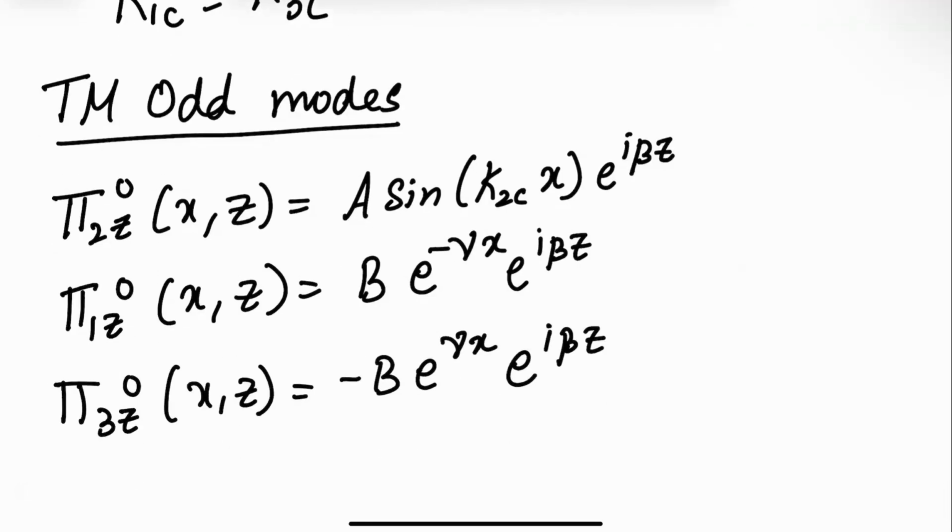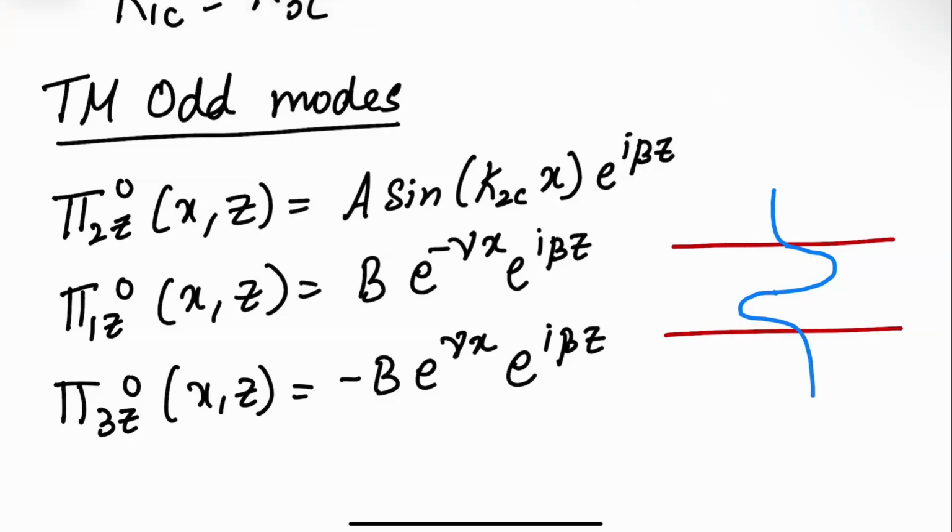So what does this mode actually look like? If this is my medium, then this mode looks something like this. It's sinusoidal in region 2, and then exponentially decaying in region 1, and similarly sinusoidal in region 2, and then exponentially decaying in region 3. Because it's an odd function, in this part it's plus, in this part it's minus, and that's why we need the minus sign here, right? Because this is negative and this is positive.